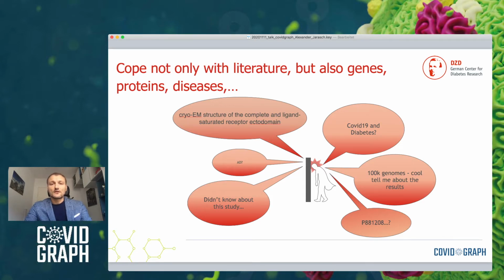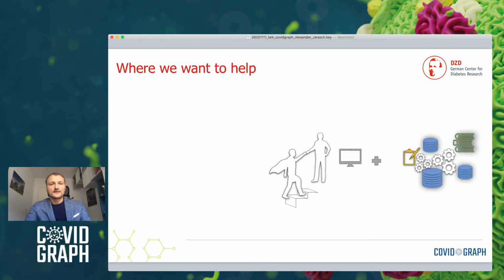Problem is that we can also not cope with genes and proteins, with identifiers, with connections between different diseases, different entities, and so on and so forth. So this makes the situation really frustrating, and we thought we could help there by providing technology, providing knowledge, and our knowledge graph with this.